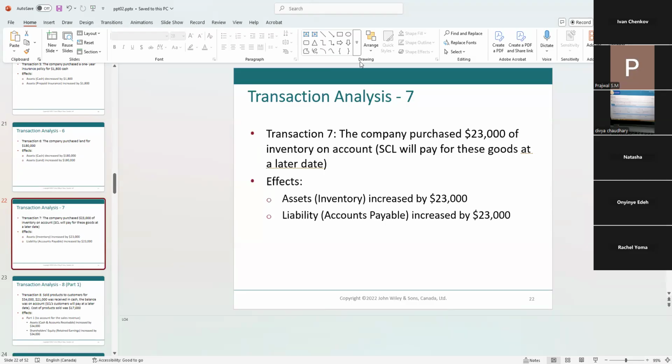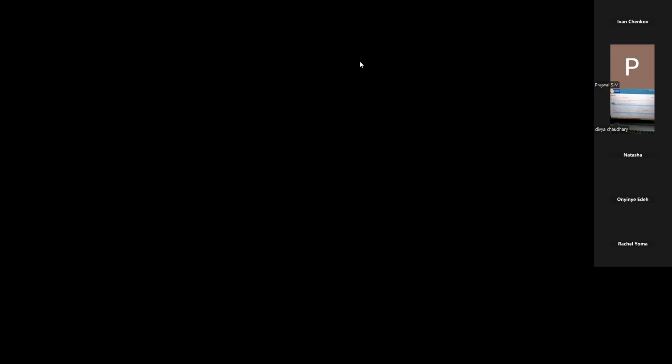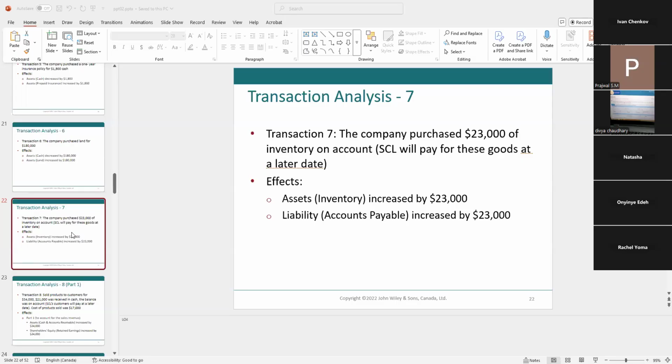Okay, let's go with another one now. So now the company purchased inventory. Now we want to start selling something, right? We want to generate some revenue. How are we going to generate revenue? When we purchase something and then sell it.